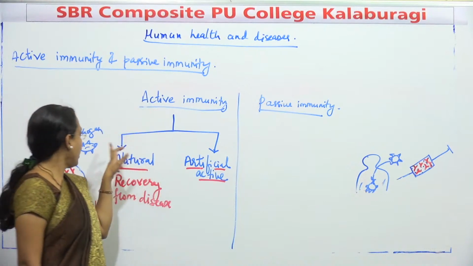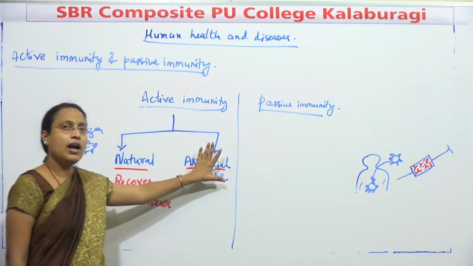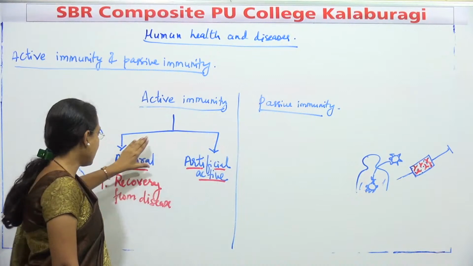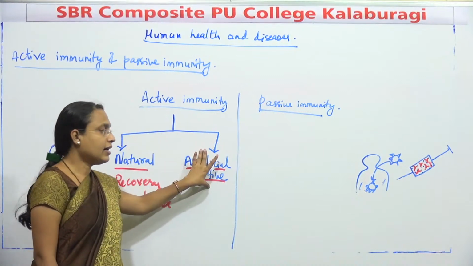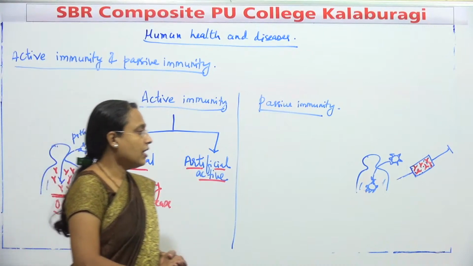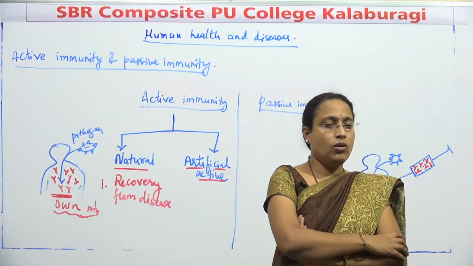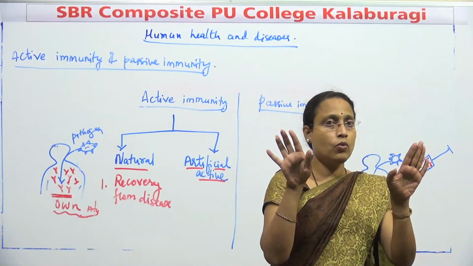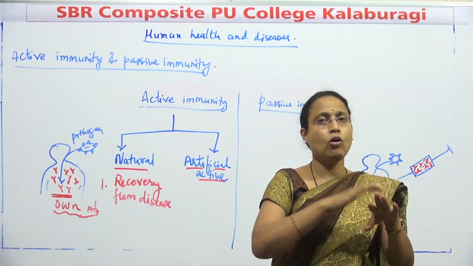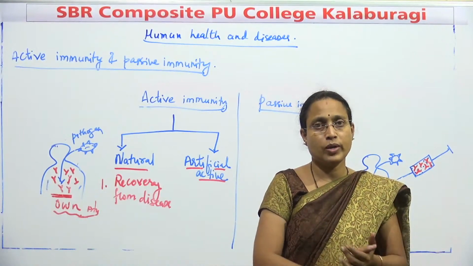So whether the antigens present on the pathogen are natural or artificial, based on this it is natural active immunity and artificial active immunity. Right? So that is the difference. Okay, so first what was the division? Whether our antibodies are our own or ready-made antibodies. Based on that it was active immunity and passive immunity.